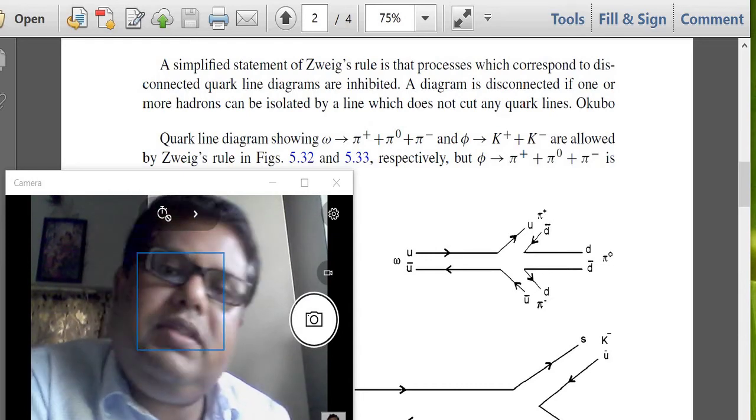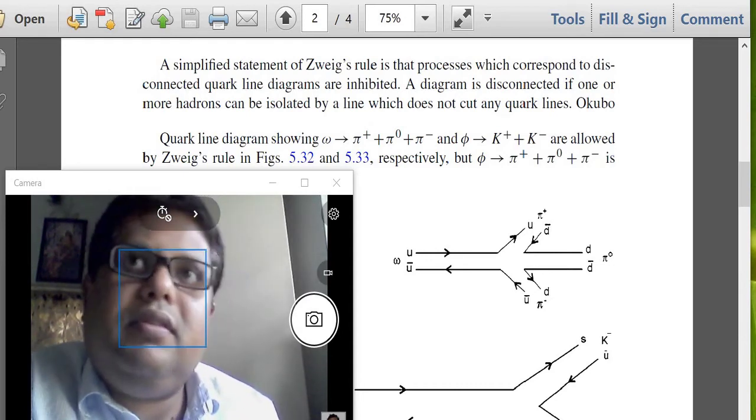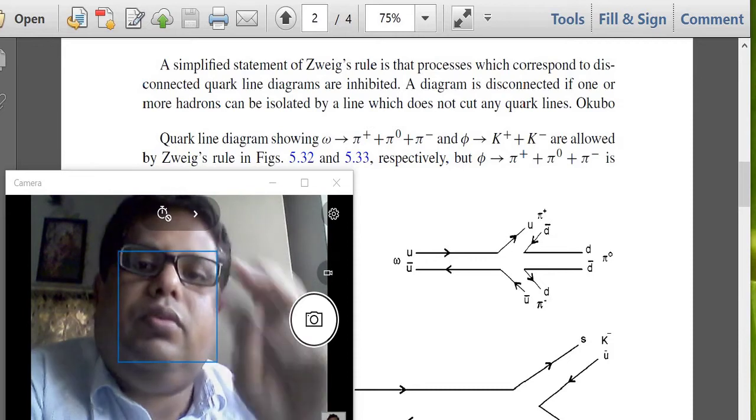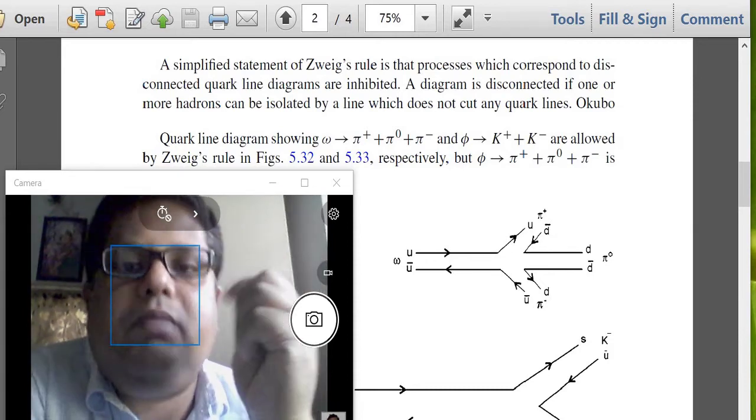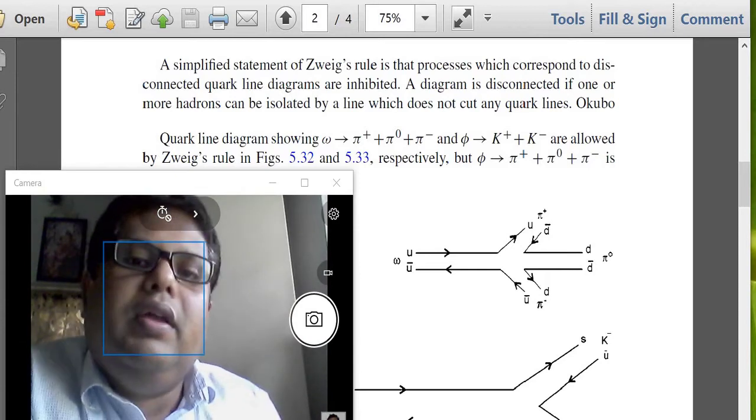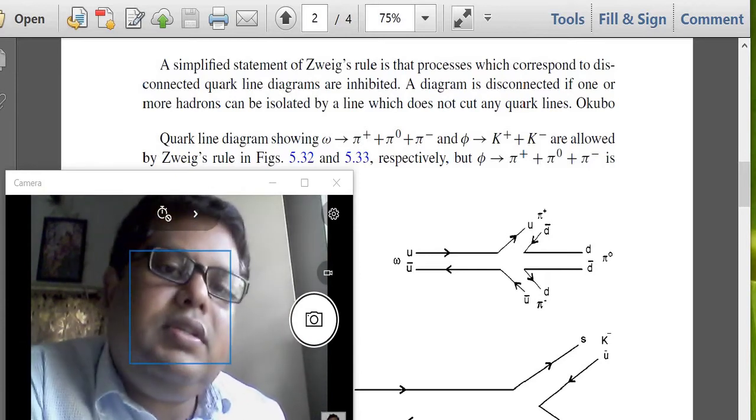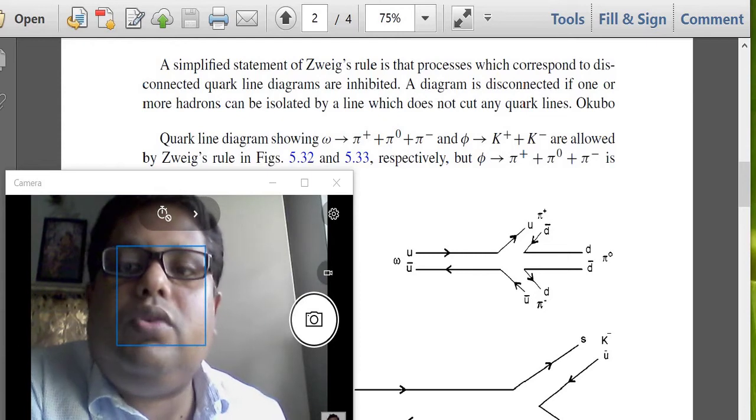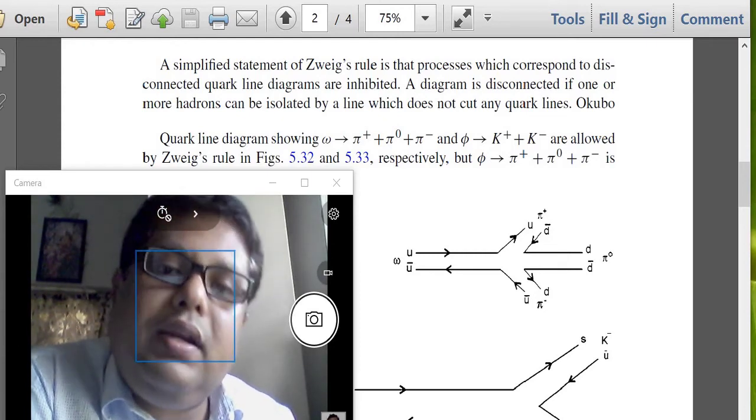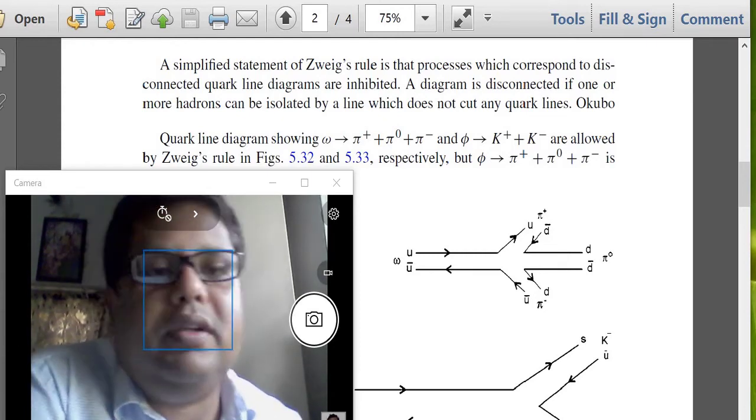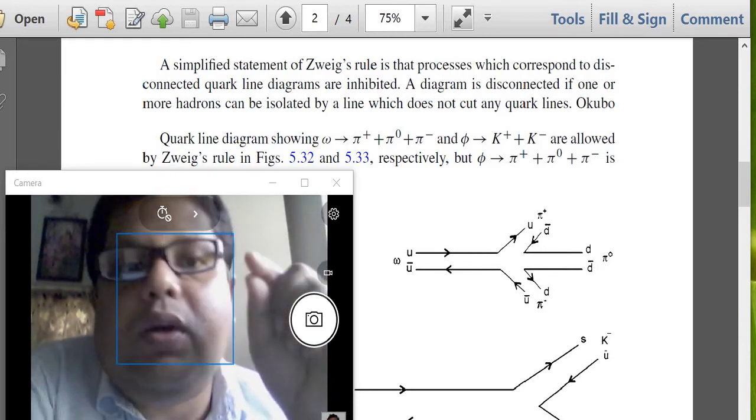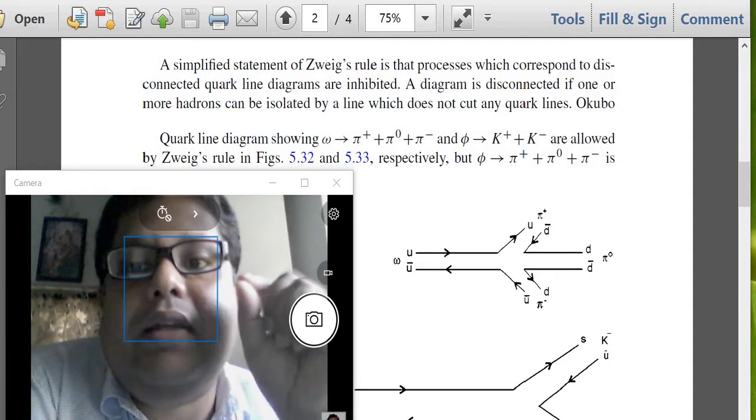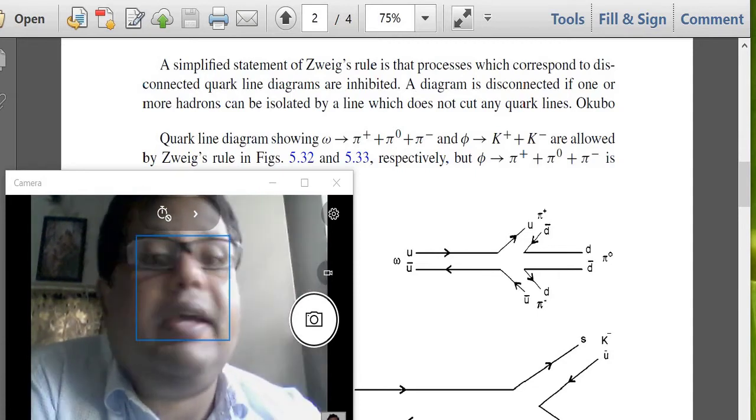There are three scientists' names in it. Together it is called the OZ rule, or sometimes only one of them is named, the Zweig rule. What is the rule? This rule states that processes which correspond to disconnected quark line diagrams are inhibited. This means they are very difficult to happen. What is important is the disconnected quark line diagram.